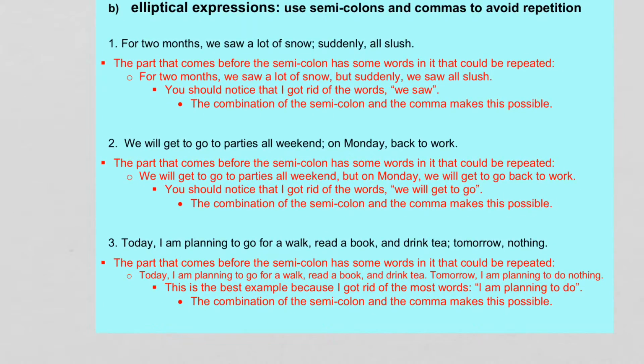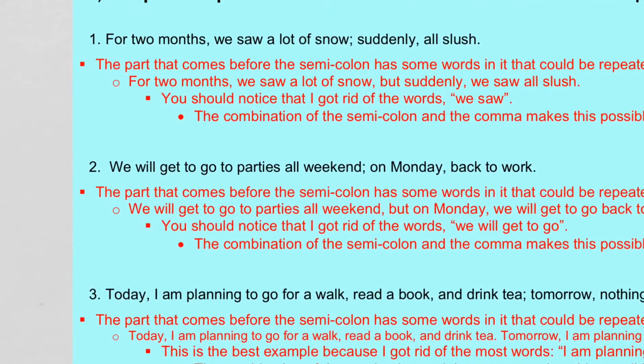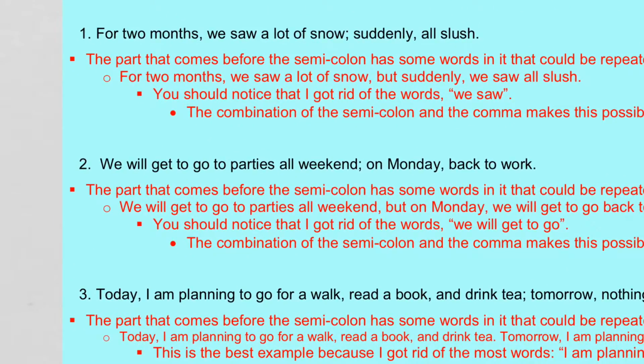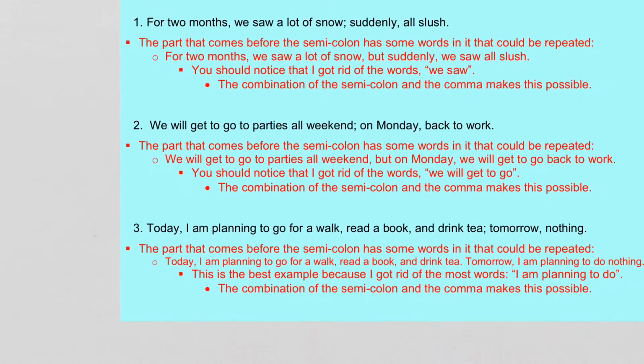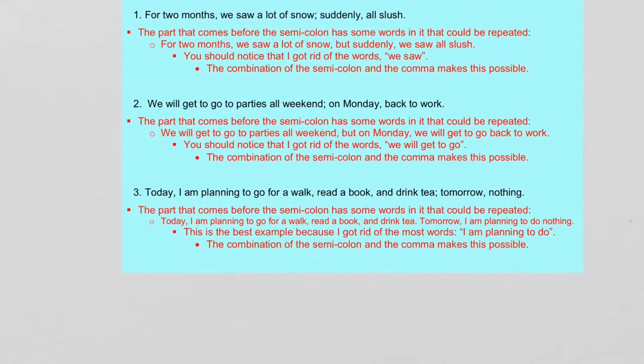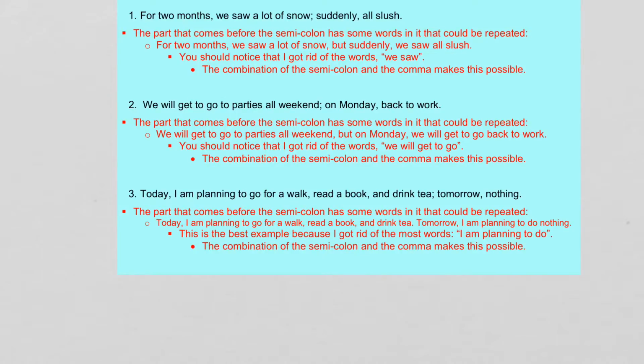Example 1. For 2 months, we saw a lot of snow. Suddenly, all slush. Let me read it again, and I'll say the punctuation out loud. For 2 months, comma, we saw a lot of snow, semicolon. Suddenly, comma, all slush. And that's all in one sentence. All right, so that part that comes before the semicolon has some words in it that could be repeated.